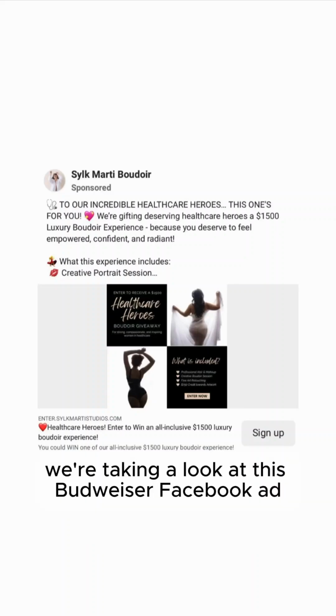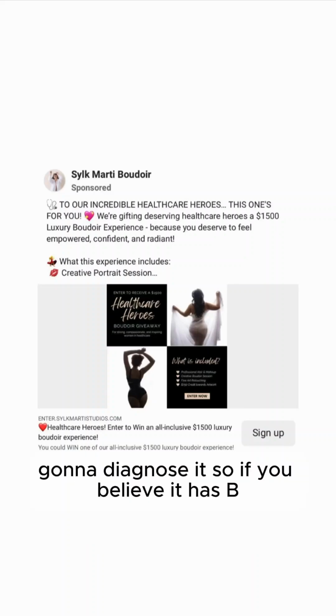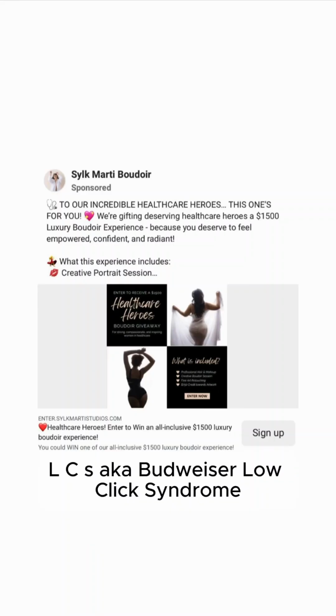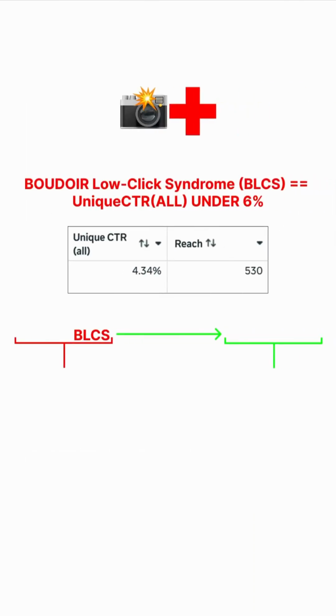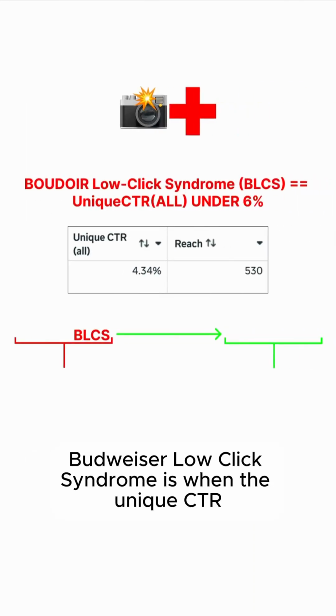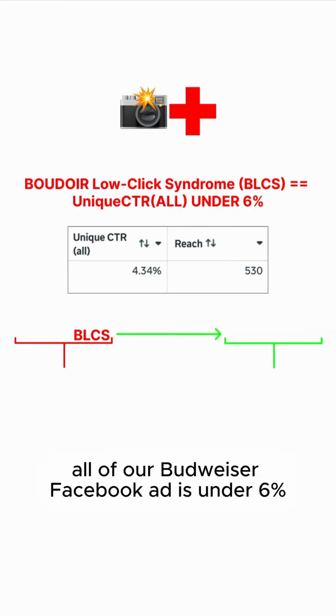All right, y'all, we're taking a look at this Boudoir Facebook ad. We're going to diagnose it if we believe it has BLCS, aka Boudoir low click syndrome. So BLCS, Boudoir low click syndrome, is when the unique CTR of our Boudoir Facebook ad is under 6%.